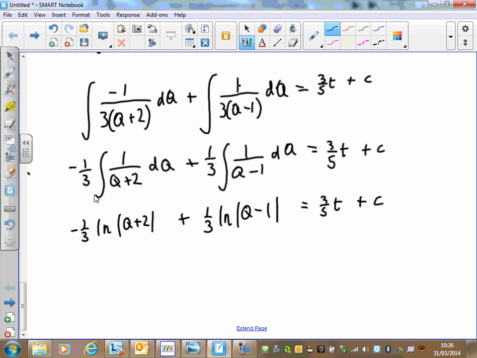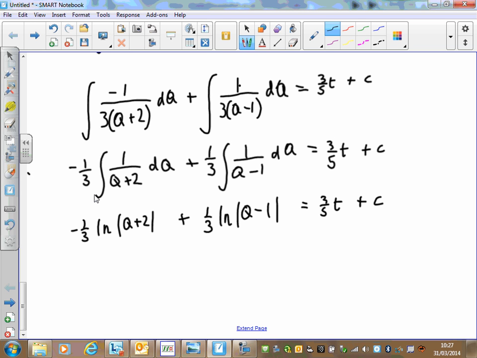Now, you may have noticed here I haven't got brackets. I've got the mod symbols. This is something which I've held back from you up to now. But whenever we do some integration and we end up with a ln function, we have to have the mod symbol. What does the mod symbol do? If q plus 2 is negative, it just makes it positive. Why is it important that we have it for this ln function? Yeah, we can't have a ln of a negative number.